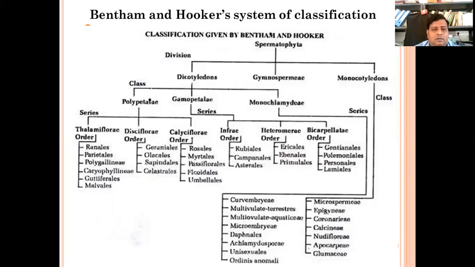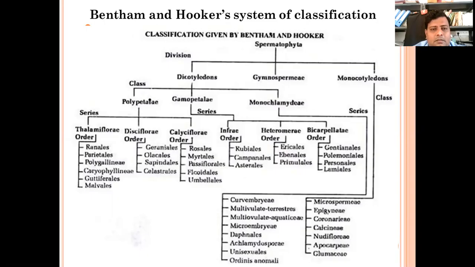The class Dicotyledonae shows the characters of two cotyledons, open vascular bundles, and reticulate venation. It is further divided into the subclass Polypetalae. In Polypetalae, the flowers usually have two distinct whorls of perianth, and the segments of the inner whorl, or corolla, are free. The Polypetalae are further divided into the series Thalamiflorae, Disciflorae, and Calyciflorae.